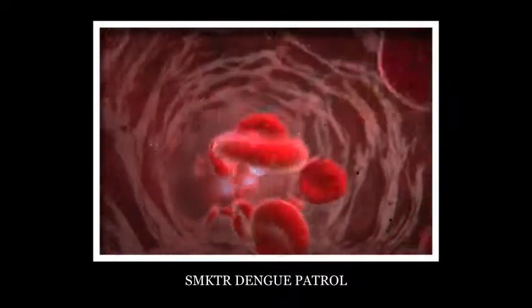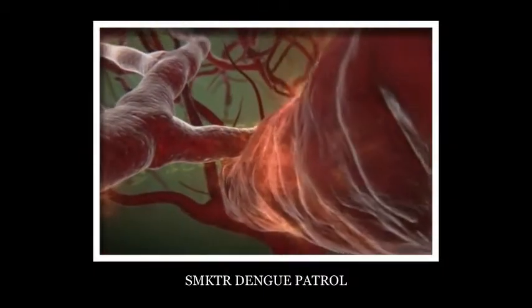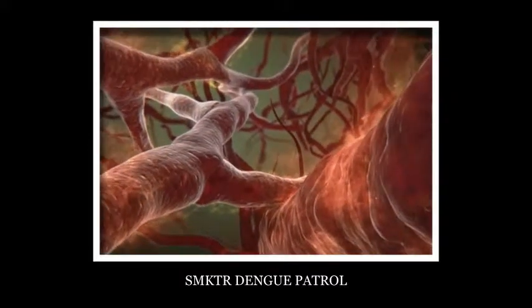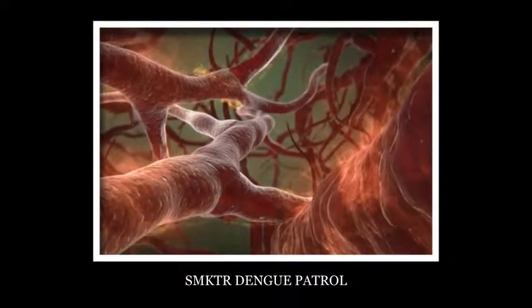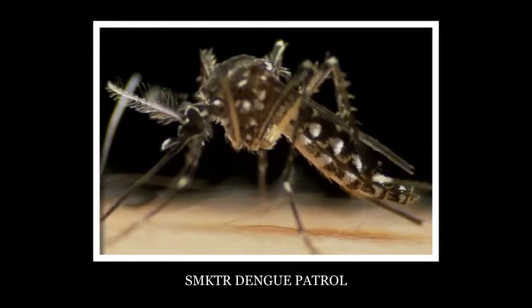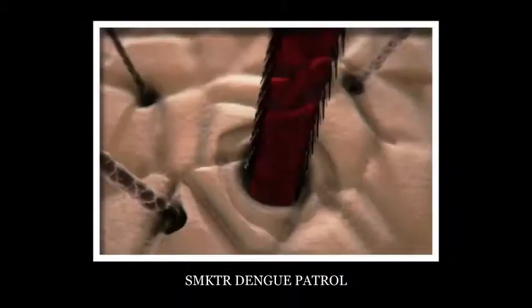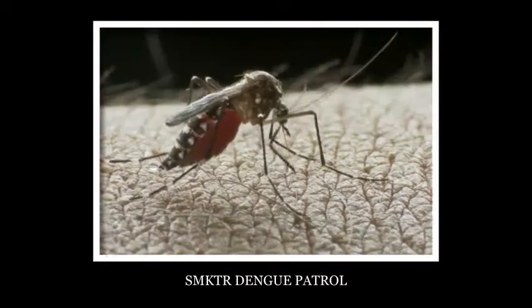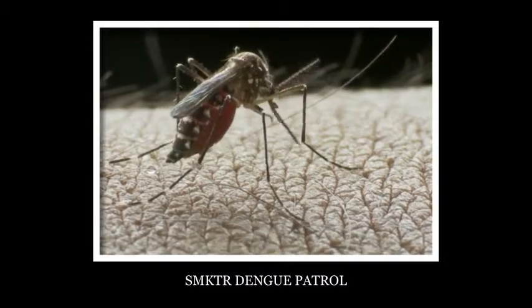hemorrhagic fever. The blood vessels become permeable, resulting in plasma leakage. Ultimately, dengue hemorrhagic fever requires intensive hospital care. When a mosquito bites a person who's already infected, it draws in the dengue virus contained in the blood. By biting another person, it can transmit the virus and spread the disease.